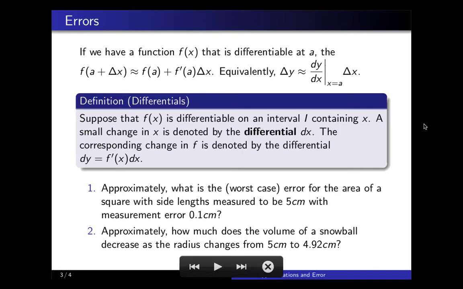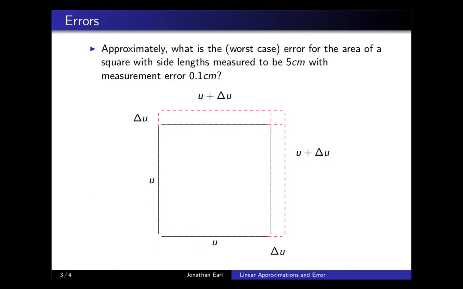Okay, so let's see how this works in general with a couple of examples. What we're asking here is, what is the worst case error we could wind up with for the area of a square with side lengths measured to be 5 centimeters and a measurement error of 0.1 centimeters? So pictorially, we have a square with side lengths of u, but we could be off by as much as delta u, in either the positive or the negative direction.